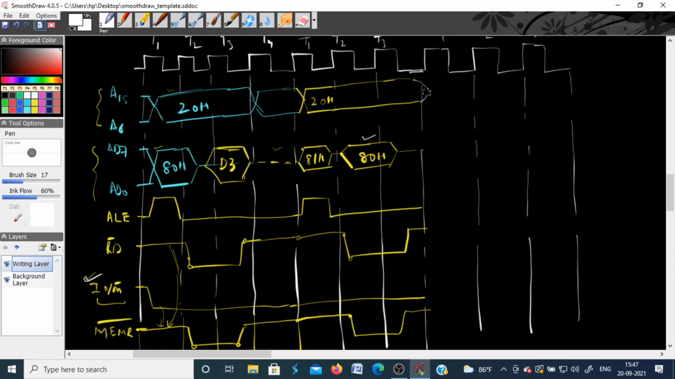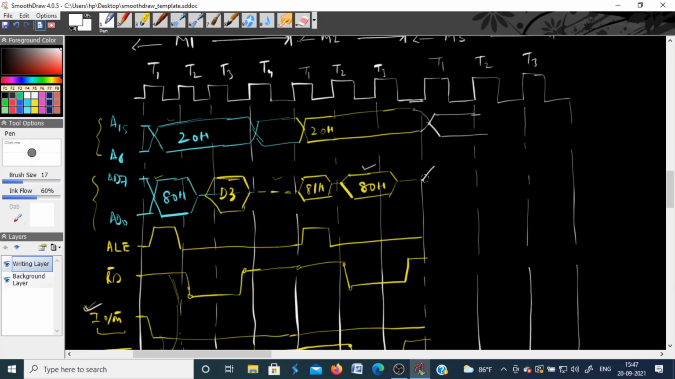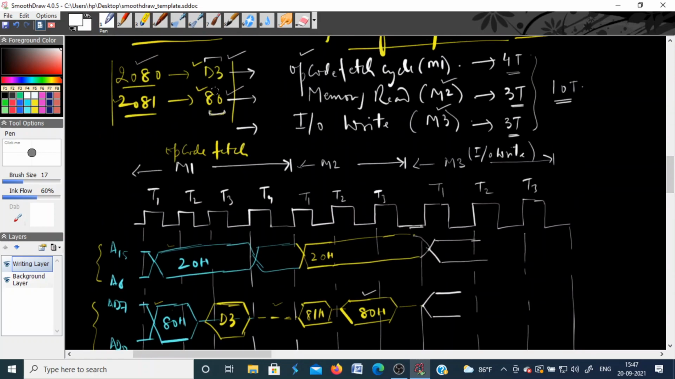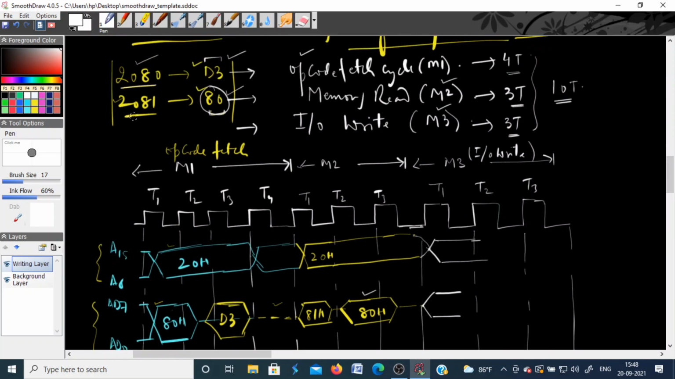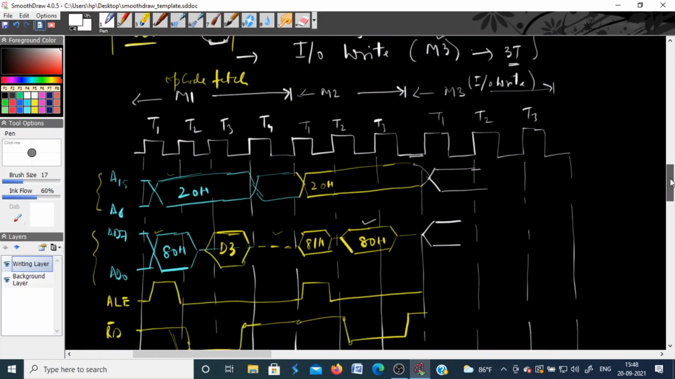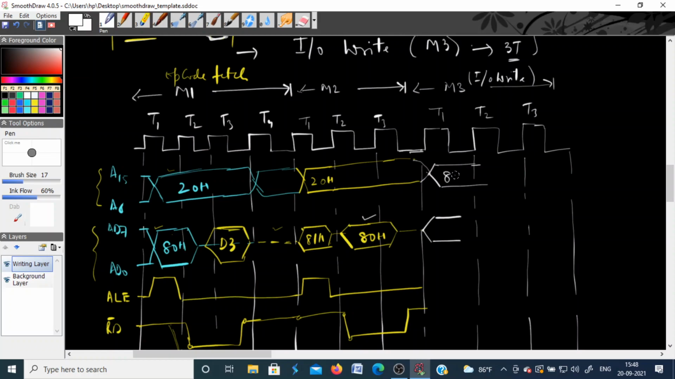So again in this part, what will happen? The processor will again place the higher order address. Now in this case there is one difference, because here the address is not 16 bit. The second byte, 80, is a port address, so the port address here is 8 bit only. In the previous cases it was 16 bit, previously 2080H, then 2081H. In the third machine cycle, the address is only 8 bits. It is 80H.